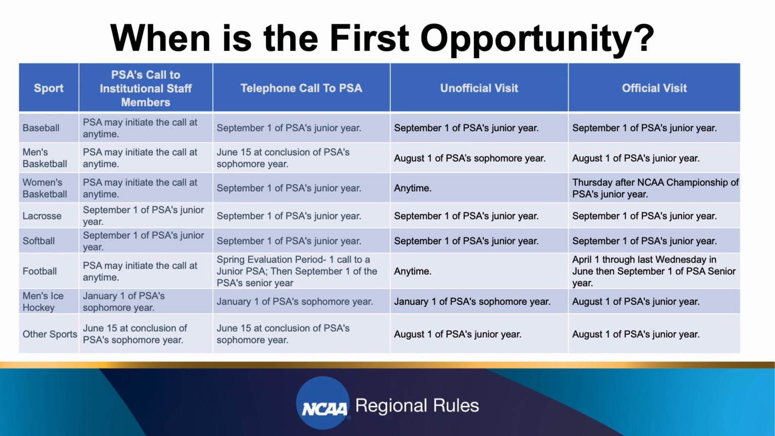Further, another big impact on this legislation was for unofficial visits. Prior to the early recruiting proposal by Student Athlete Experience Committee, prospective student athletes could take an unofficial visit at any time. The proposal changed in sports other than women's basketball and football and established a first opportunity to visit, which was contrary to what happened prior to the proposal. Further, the last 2 subsections, the telephone call to a PSA from an institutional coaching staff member and official visits to the institution, also incurred some changes.